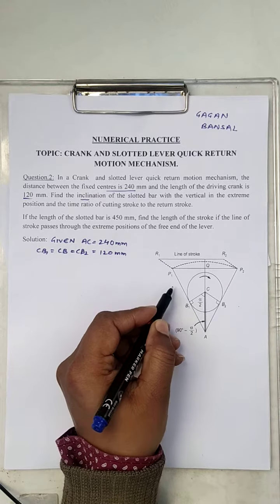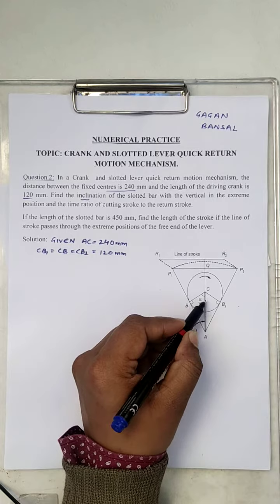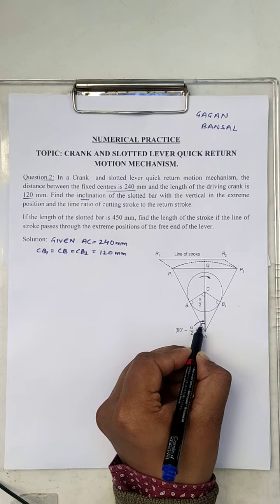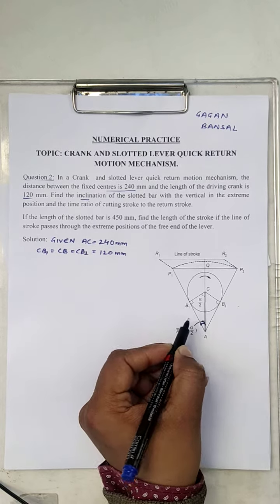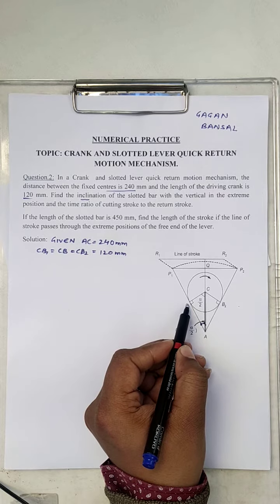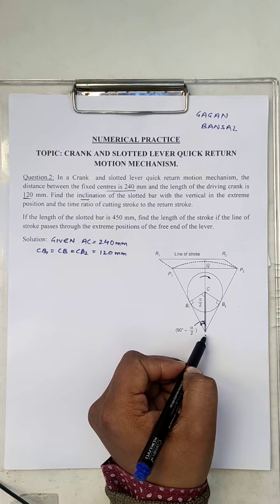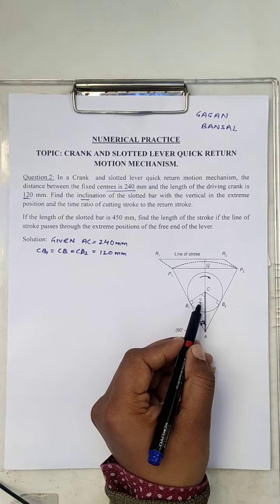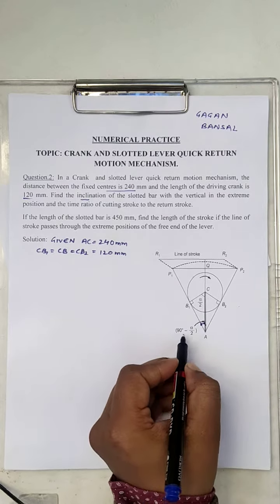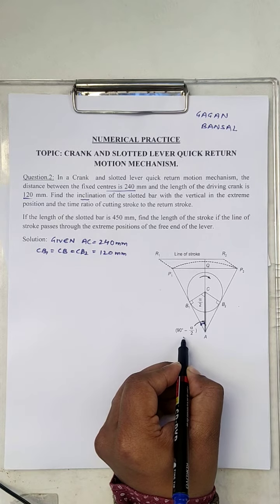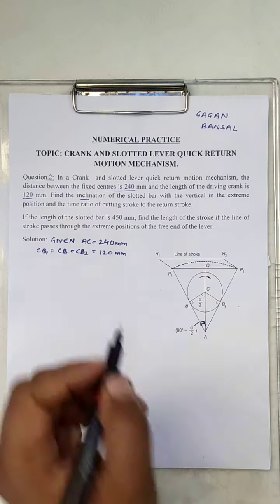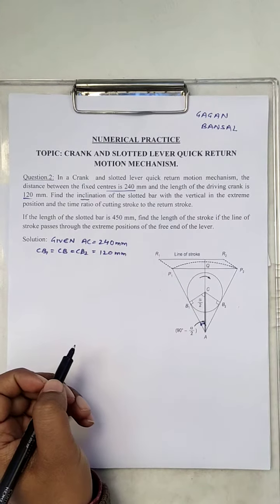Find the inclination of the slotted bar with the vertical in the extreme position. This is the slotted bar AP1, and this is the vertical, that is AC. What they are asking is this angle. Since at the extreme position angle B1 is 90 degrees for triangle ACB1, and we have taken this angle as alpha by 2, we need to calculate 90 degrees minus alpha by 2 for our first problem.